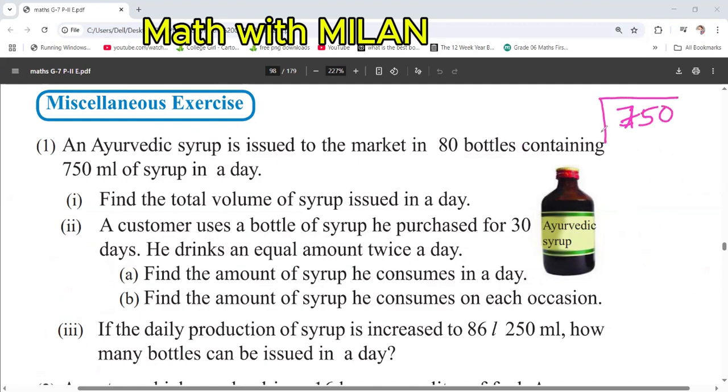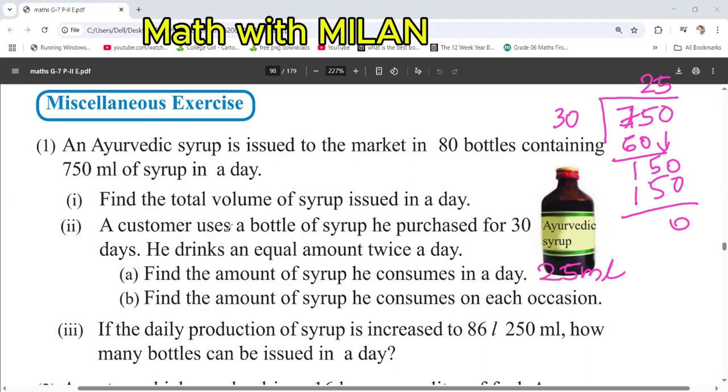750 milliliters by 30. For 75, you have two 30s. 2 into 30 is 60. You get 5, 1, and you take this 0, then 150 is there. So there are 5 30s in 150. 5 into 30 is 150. So the answer is 0 here. So you get, he consumes 25 milliliters per day.